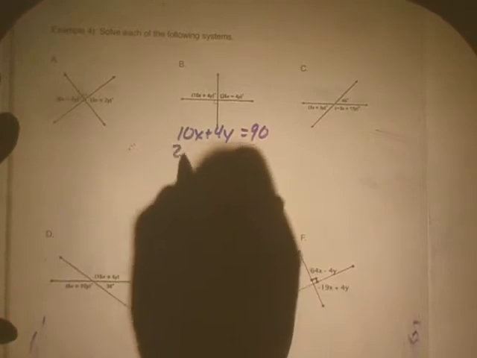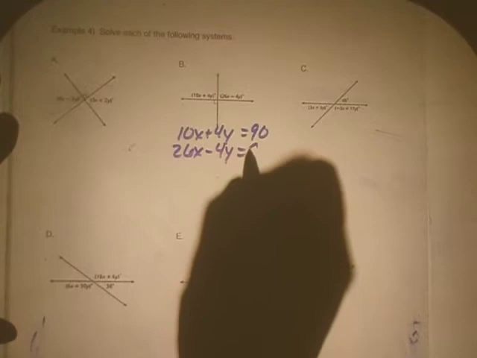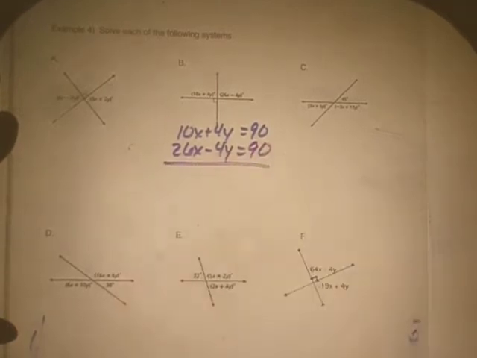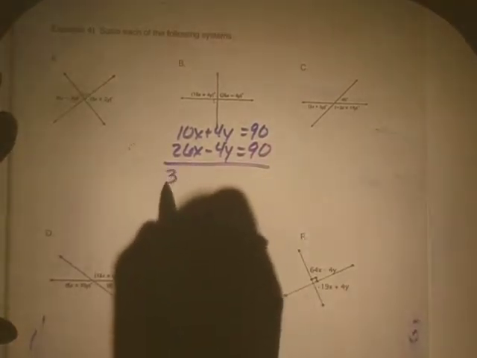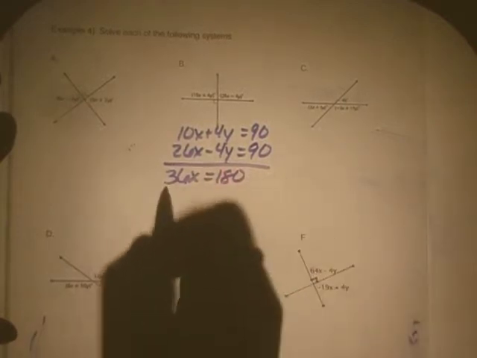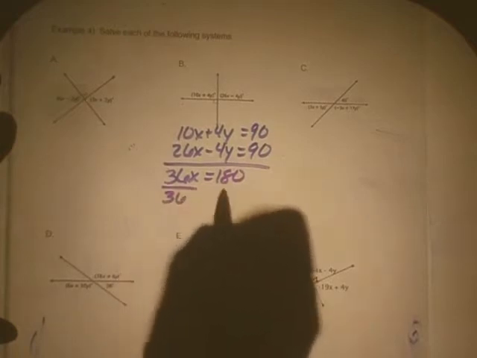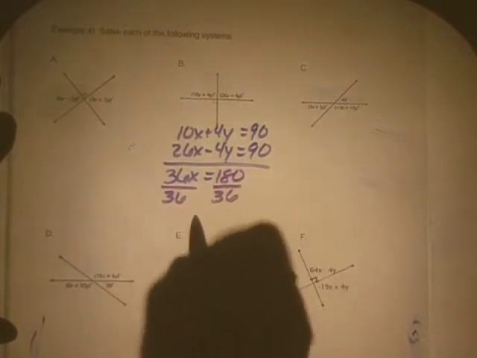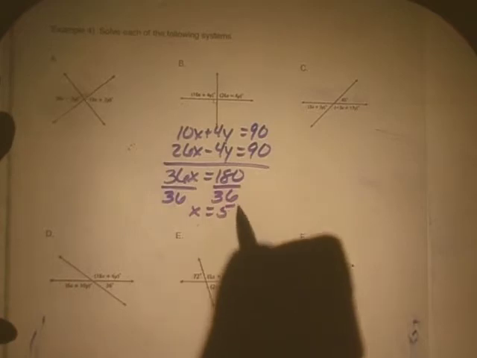Looking at the next example, again we have perpendicular. So we will have 10x plus 4y equals 90 and 26x minus 4y equals 90. Adding those going down, you will have 36x equals 180, and when you divide both sides by 36, x equals 5. You're not done yet.